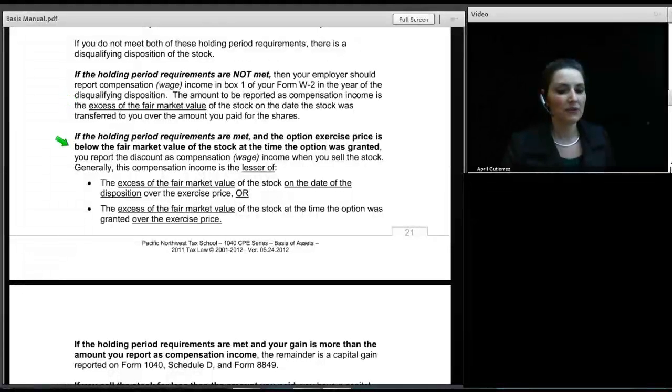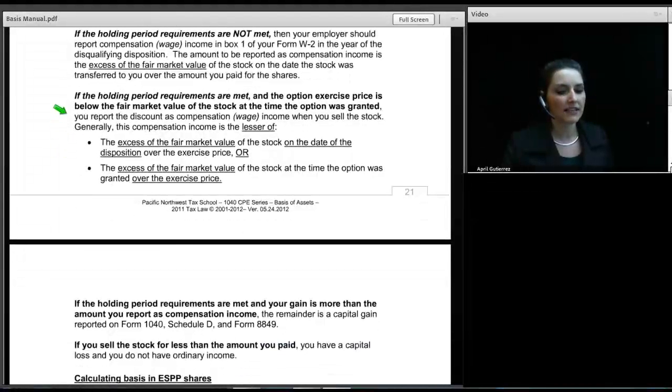Now, if the holding period requirements are met and the option exercise price is below the fair market value of the stock at the time the option was granted, you report the discount as compensation income when you sell the stock. Generally, the compensation income is the lesser of the excess of the fair market value of the stock on the date of disposition over the exercise price, or the excess of the fair market value of the stock at the time the option was granted over the exercise price.